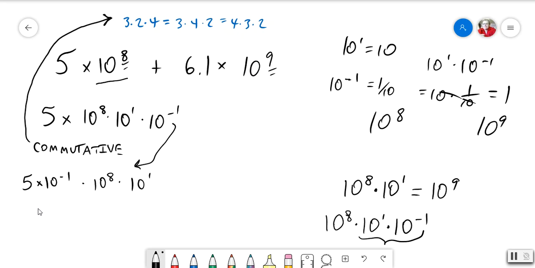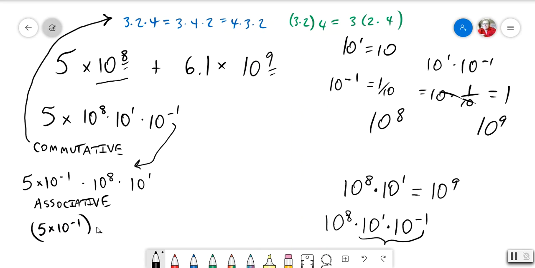Now I'm going to use the associative property. Associative says that when I'm multiplying a bunch of stuff together, the way I group it is unaffected by where I decide to put parentheses. So I'm going to group these two together. 5 times 10 to the negative 1 times, I'm going to group these two guys together. 10 to the 8th times 10 to the 1st.